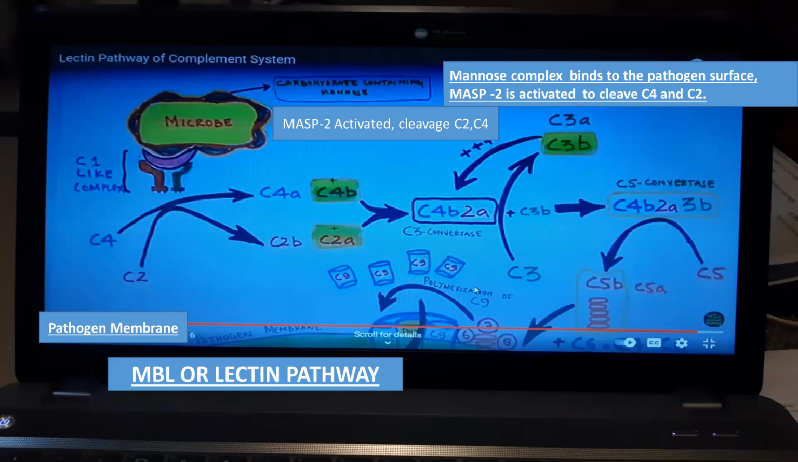Only C5B is left, which later on combines with C6, C7, and C8, and ultimately polymerization of C9 takes place, and all together combine to form a complex which is known as MAC, the membrane attack complex. Hence they pore the surface of the pathogen, this is the surface of the pathogen, and pore formation in the pathogen membrane takes place, which lyses the cell, and hence the pathogen is killed and cleared away from the body.